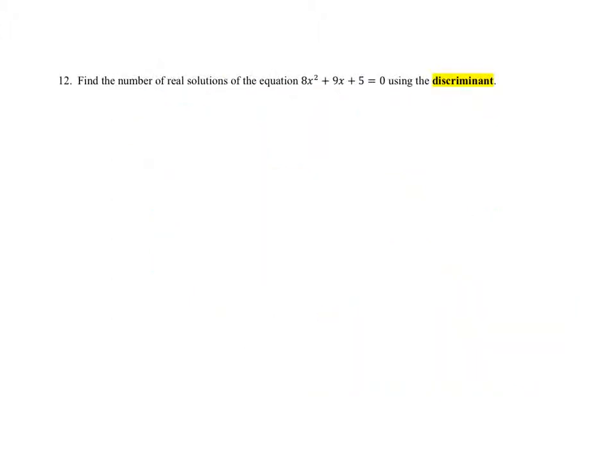So the discriminant actually tells us how many real solutions there are. We're not calculating, we're not solving for x. We're finding out how many solutions this could have, which is either going to be 0, 1, or 2. And so the discriminant formula is b squared minus 4ac. That's what's underneath the square root, not including the square root.